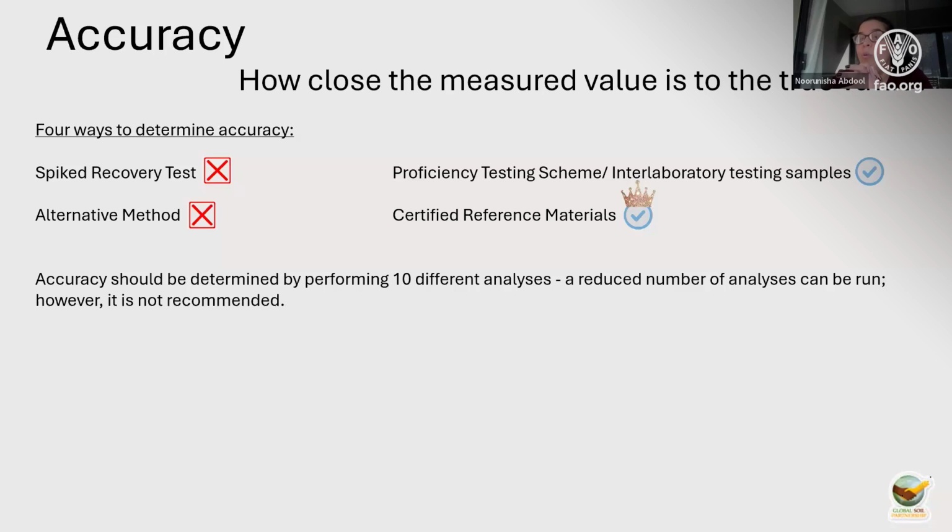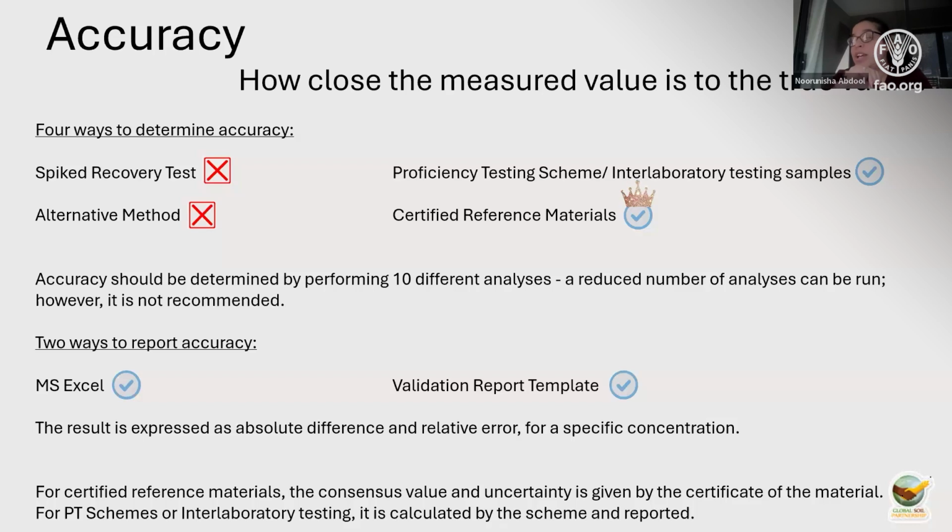Priority 1 is always going to be your certified reference materials. If you cannot get them or you cannot afford them, use your PT sample. Okay. So how do you do accuracy? You run that test, or you run that method, 10 different times. Ideally 10. You can use less if you're pressed for time or you don't have much sample, but it's not always ideal. Please don't run it for 1 or 2, because 2 is not an average. A minimum of 6 is usually where we draw the line.